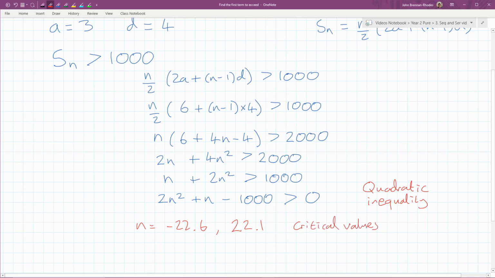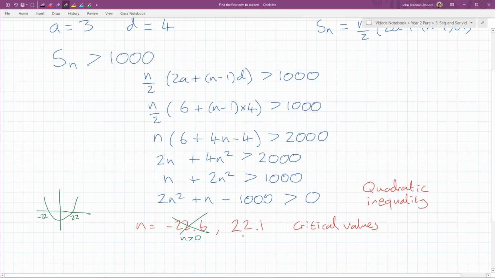of this inequality. So do a little quick quadratic sketch. I can see that this is around 22. This is around minus 22. Well, n has to be positive because we're talking about a number of terms, so we're not interested in this. n must be greater than 0.